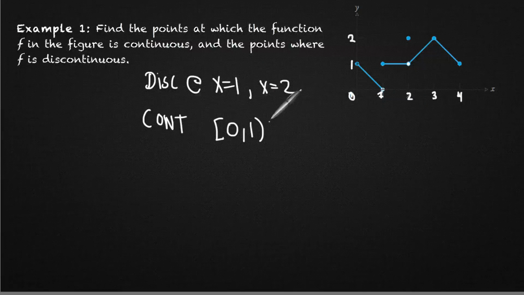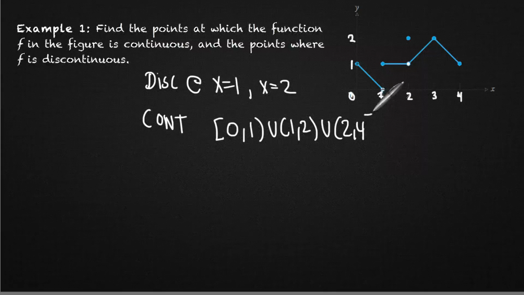So 0 to 1 in union with 1 to 2, and then in union with 2 to 4, and for the same reason we want to include 4 with a bracket. So that's just a basic idea of how to look at a graph and determine whether the graph has points of discontinuity or not.